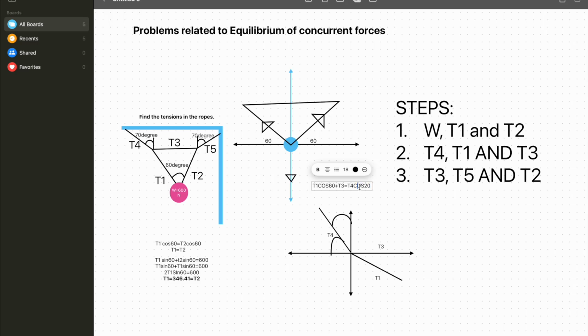Okay, then we know the value of T1. If we write the value of T1, it is 346.41 cosine of 60 plus T3, we don't know the tension, equals T4 cosine of 20.